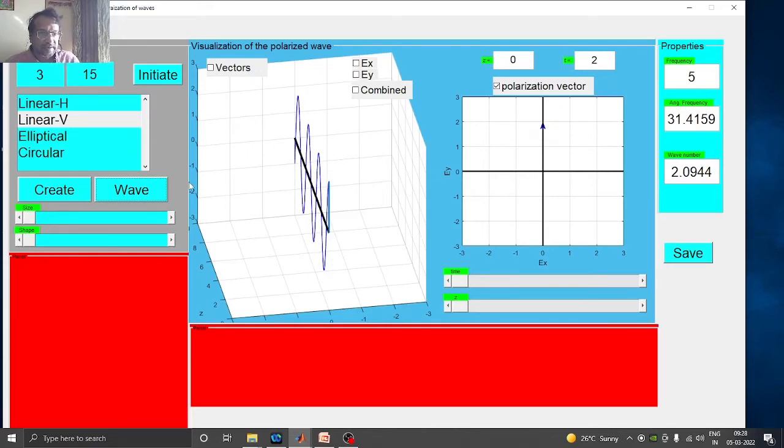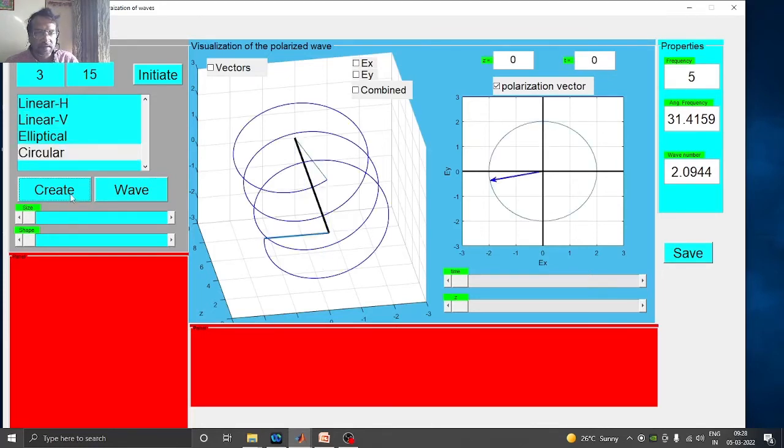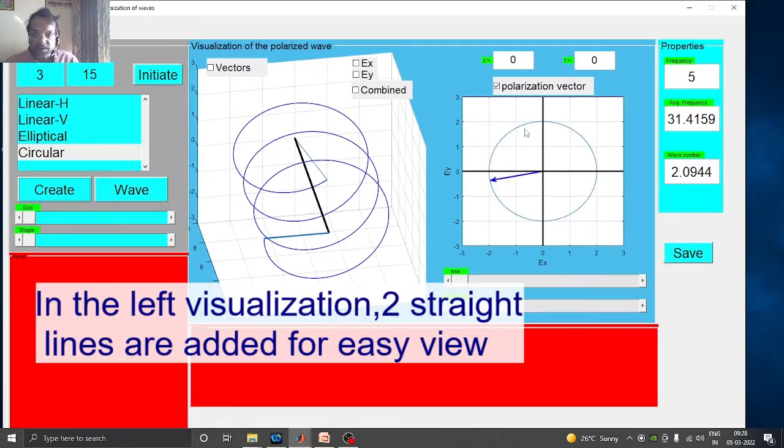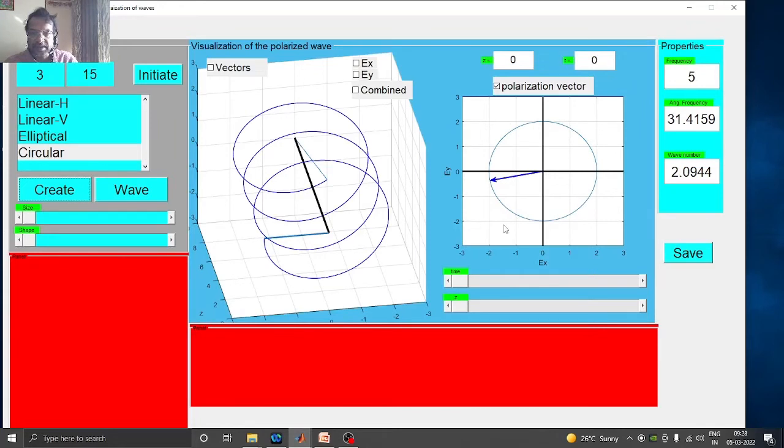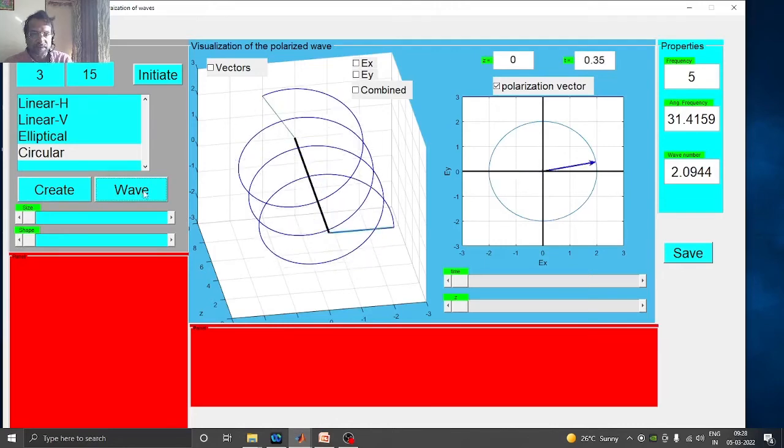Next, let us see a circularly polarized light. So as the name goes, circular, the tip of the vector would draw a circle. The right hand graph is more useful because it conveys the message in a compact and easy form, whereas the left side graph is a three-dimensional actual view. So let us see how it looks as it propagates.